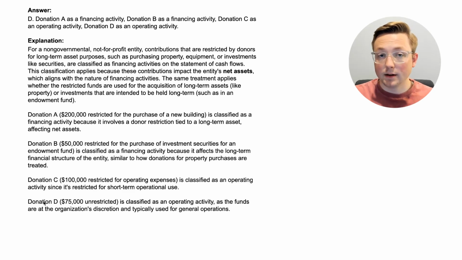And then this makes sense, donation D, $75,000 unrestricted. It's unrestricted, they can use it how they want, and they're going to be using it for general operations, so that one is also for operating activities. So the big thing you need to learn from this is that even though the funds are restricted for something you would think is an investing activity, because it's affecting net assets of the company, which for nonprofits is technically equity, that is going to be a financing activity, not an investing activity. Let's go to the next question.